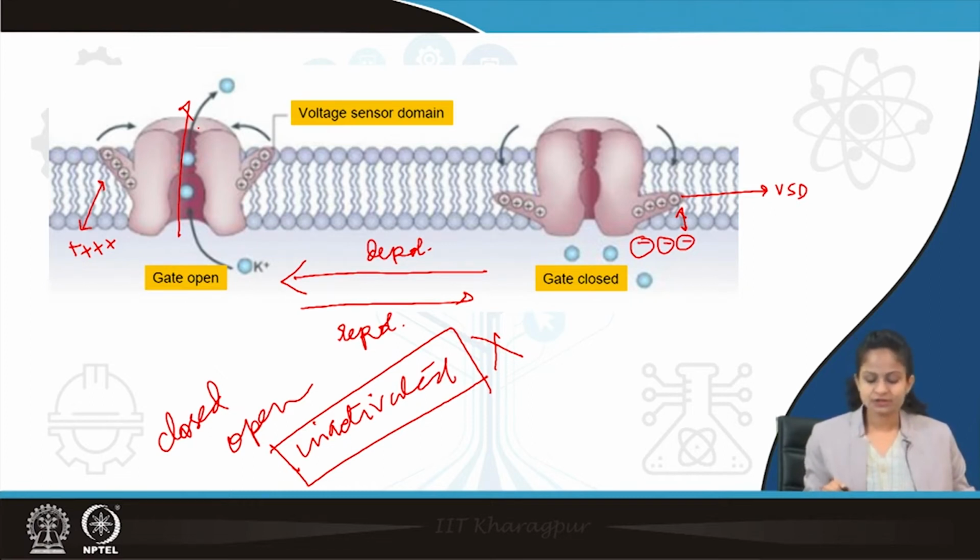It is mainly because of the change in the voltage potential and the relation of the voltage sensor domain, that is the S4 segment, with the membrane potential.